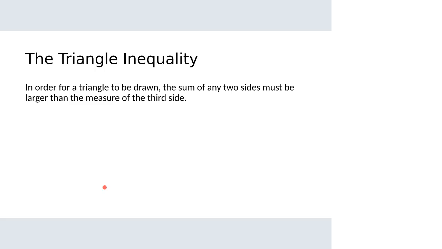Very good. Okay, the triangle inequality. This isn't going to be a big topic for our class, but it's something I want you to be aware of, and it makes for a cool experiment if you're in a classroom setting. What the triangle inequality says is, in order for a triangle to be drawn, the sum of any two sides must be larger than the measure of the third side. It's a little hard to digest that all at once, but the sum of any two sides must be larger than the measure of the third side.